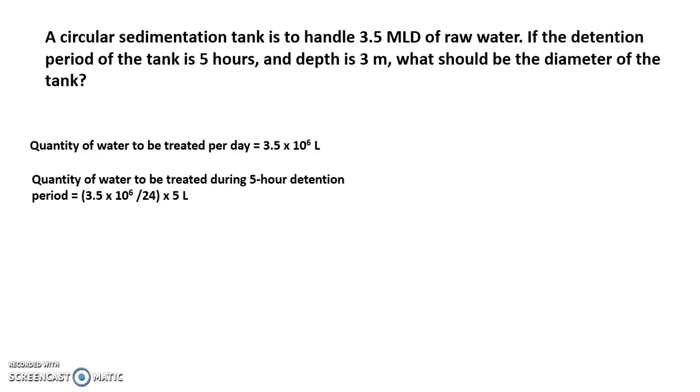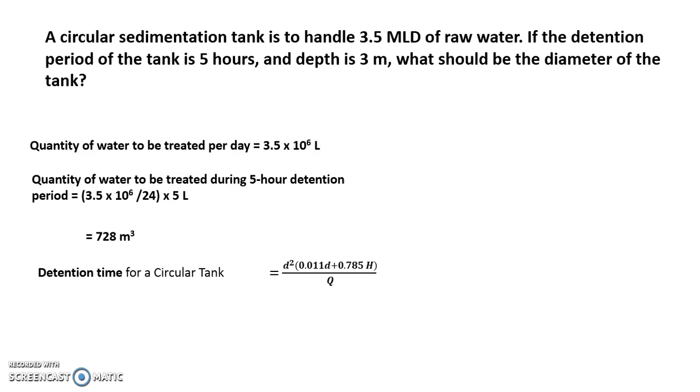If you multiply 5 to that, 5 is the detention period, you'll get the quantity of water to be treated during the 5-hour detention period. So this is for 1 hour into 5. So much water in terms of liters, divided by 10 raised to 3, is in terms of meter cube. So it is 728 meter cube. Now this is a volume, and the volume is 728 meter cube.